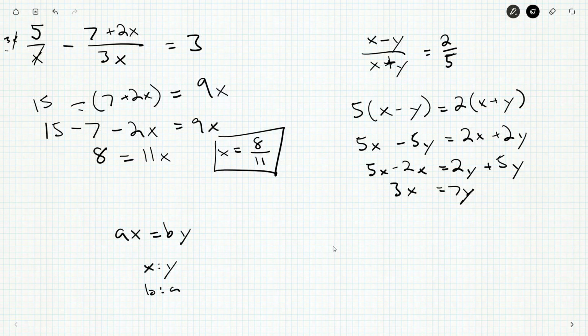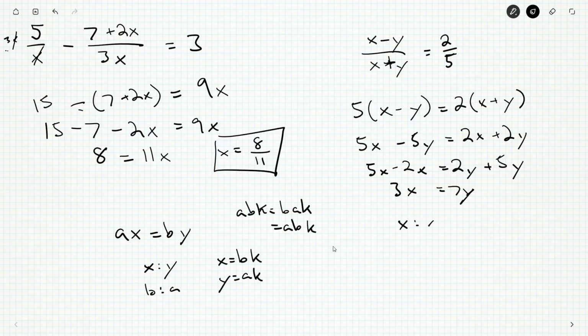Okay. Why is that? Well, if x to y looks like b to a, then we could find some k so that this is true. This is what being in this ratio means. You would find some k so that these are true. And then if you plug that in, you'll get abk is the same as bak, but of course that's abk as well. Okay? So that's why it works. And when you get it down to a situation like this, we swap the coefficients there. So 7 to 3. Okay, and could we even solve for this?